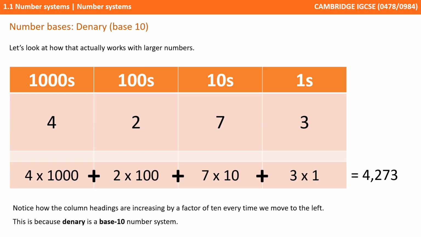4,273. Notice once again how the column weightings, that's the headings, are increasing by a factor of 10 every time we move one space to the left, and this is because decimal is a base 10 number system.